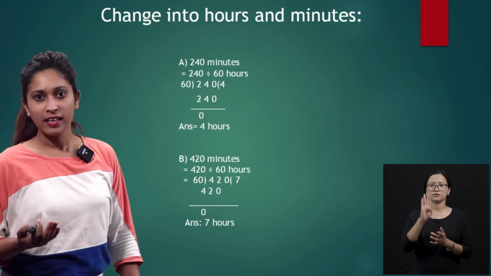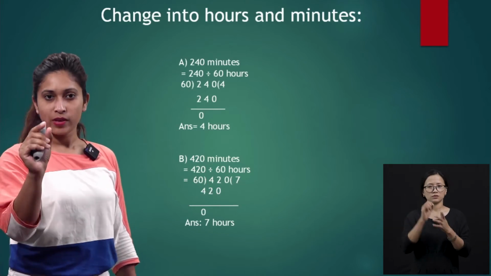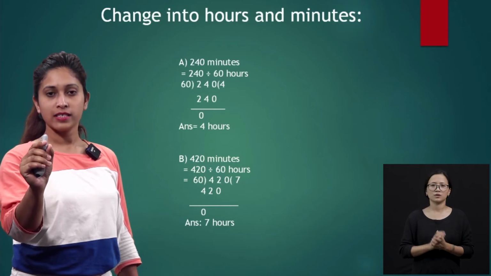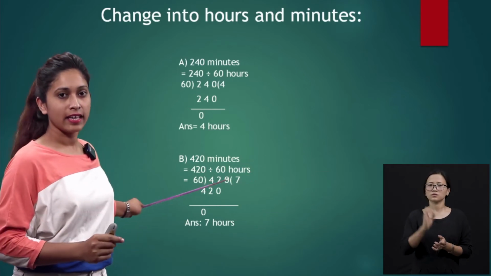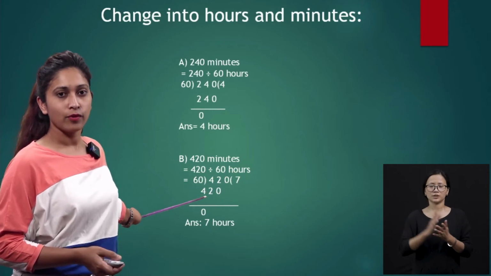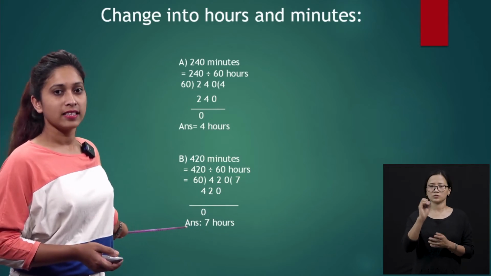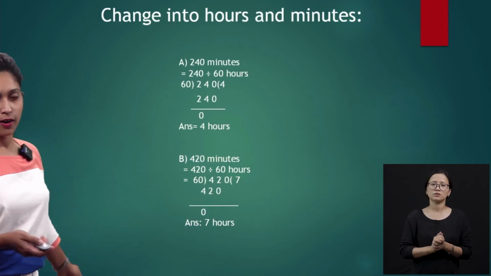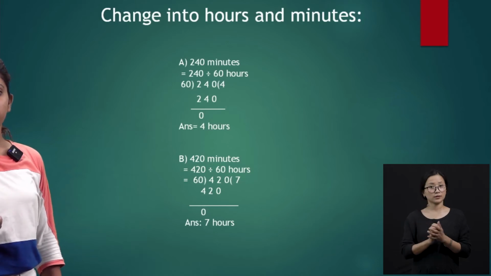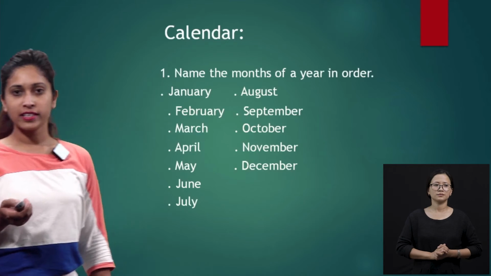Since we know that 7 into 6 is 42. And then since we have an extra 0 there with 6, that is why we are getting 420 here. Now, when 420 is subtracted by 420, you'll get the answer 0. Right, so the answer is 7 hours. Am I clear, children? Are you with me? Are you with me, children?